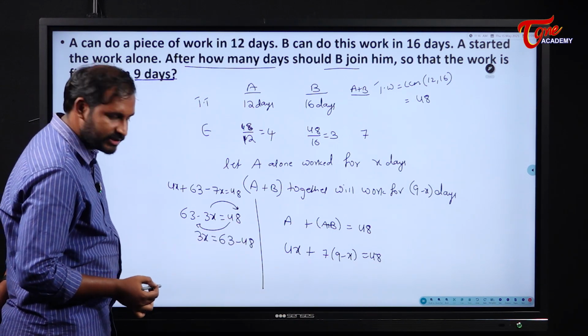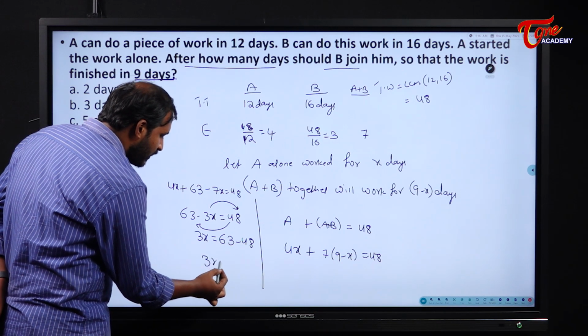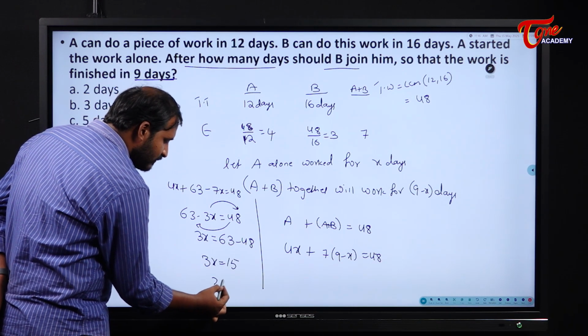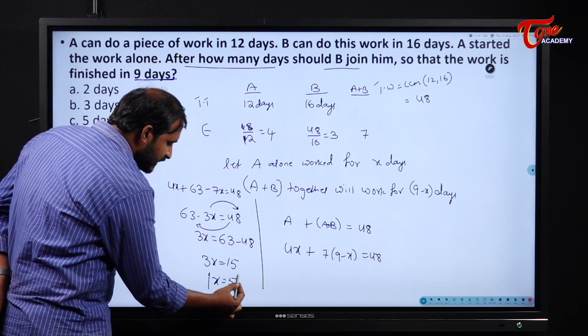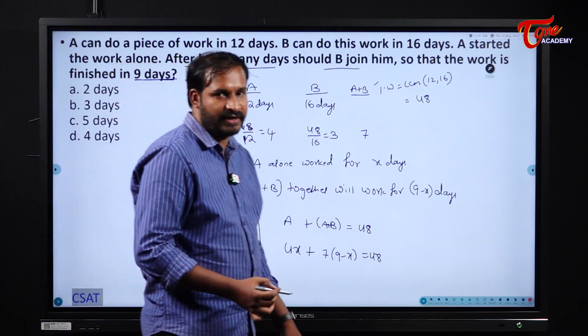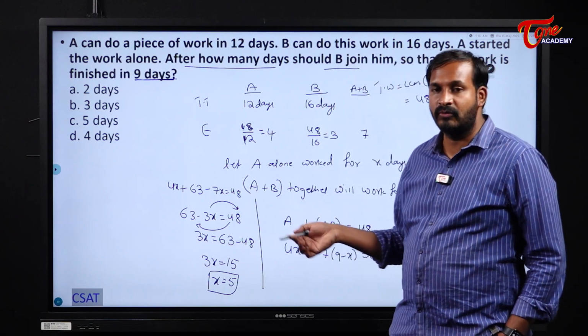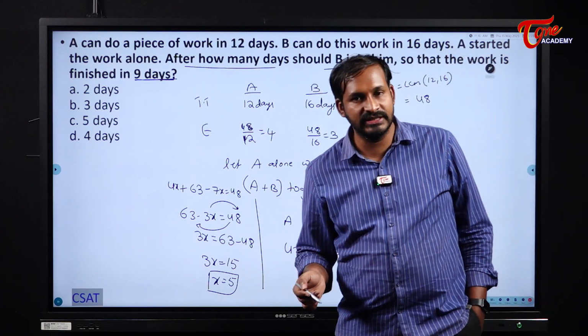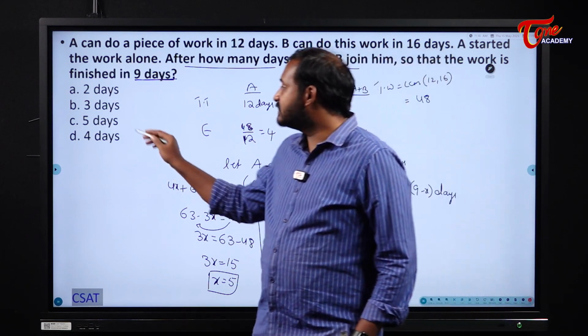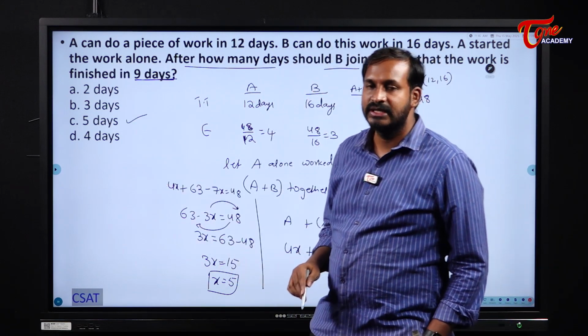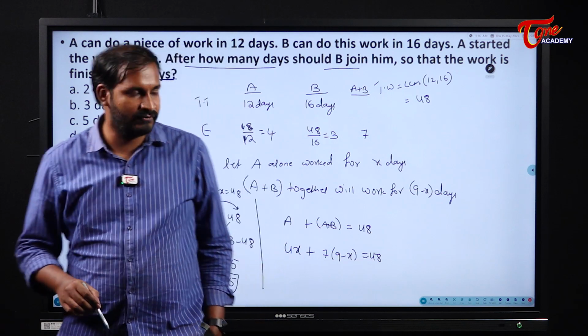Okay, 3x is equal to 63 minus 48. So 3x value will become what? 15. So x value will become what? 5. That means initially A will work alone for how many days? 5 days. And after 5 days B will join, and A and B together will work for how many more days? 4 more days to finish the work. So initially A alone will work for 5 days.